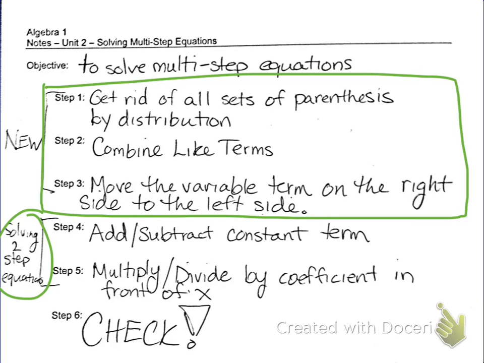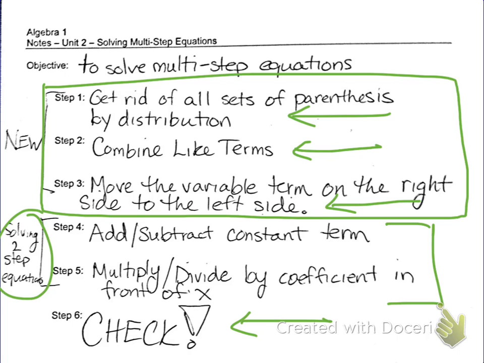Now, you just want to kind of go through a checklist in your head. Did you get rid of all the parentheses by distribution? Did you combine like terms then? Did you move the variables so there's variables only on one side of the equation? And then it's a two-step equation that you can solve. And then after that, the last step is to check.